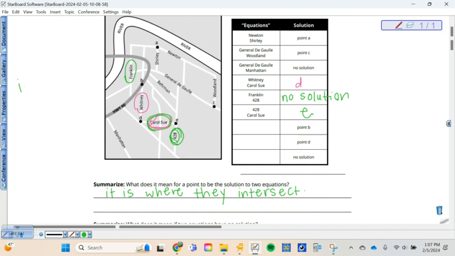Not intercept. Intersect. That gets a little funny, right? Intercept, not like an interception in football, but intercept, it's like your x-intercept or your y-intercept. An intersection, or where two lines intersect, is where they meet. The solution is the intersection.